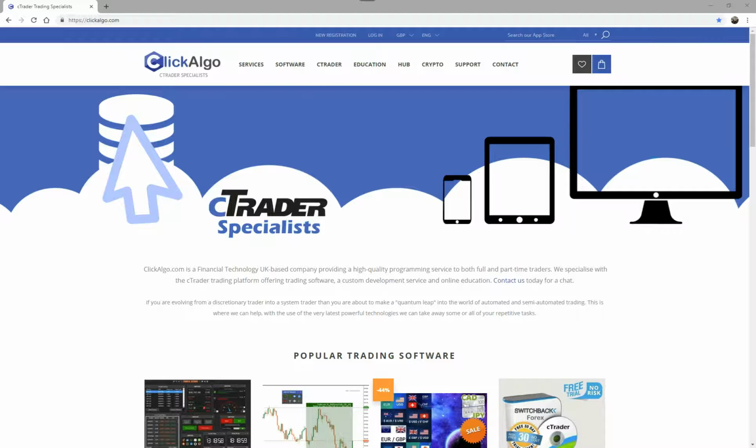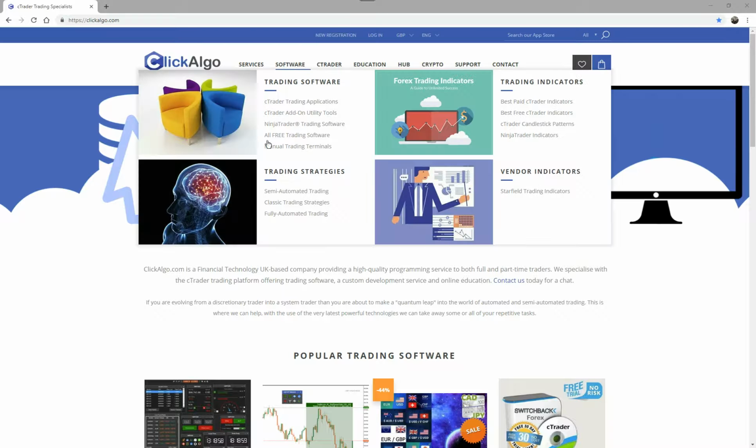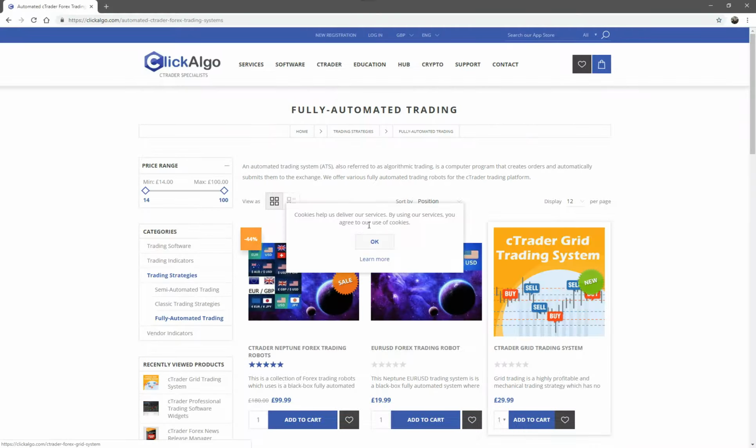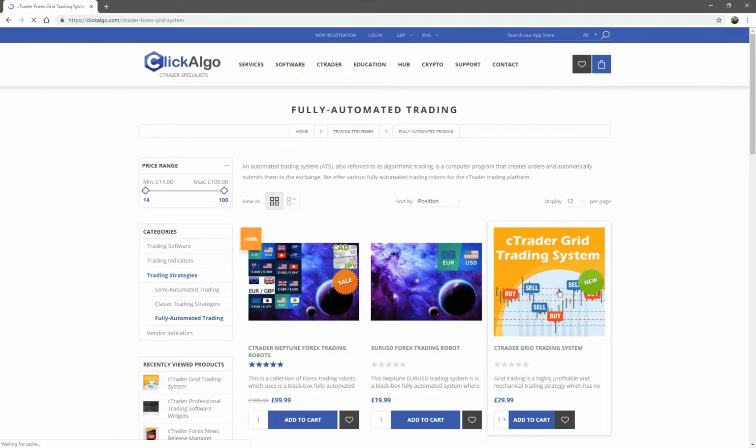Hello, the product I'd like to talk about today is the cTrader Grid Trading System strategy. For those that aren't familiar with our website, I'm going to navigate to the actual product page. I go under Software, Fully Automated Trading, and you'll find it under Grid Trading System, this button here.